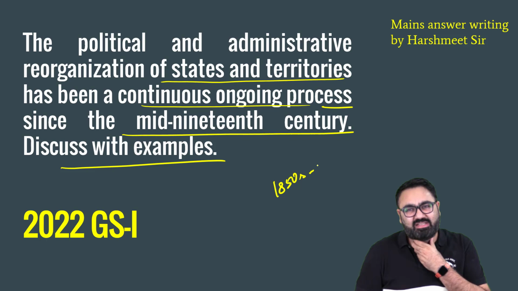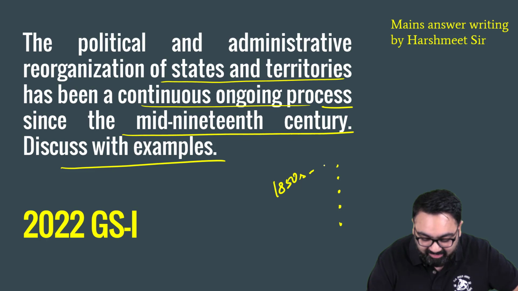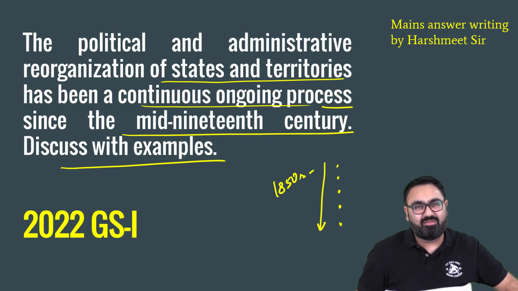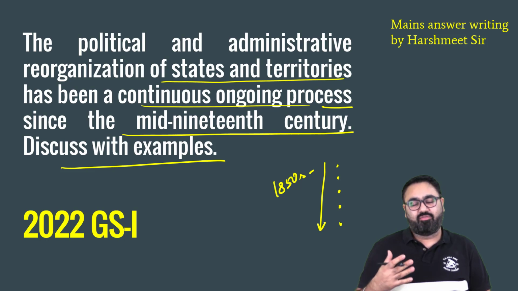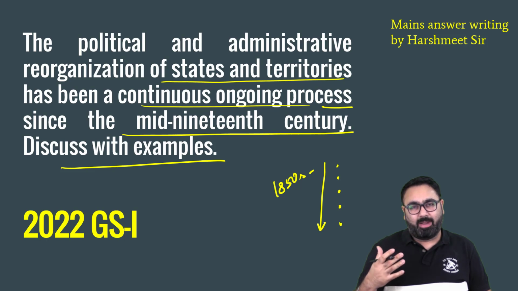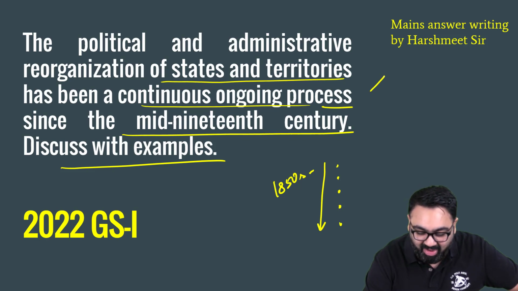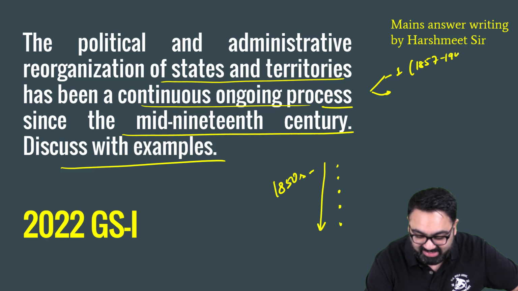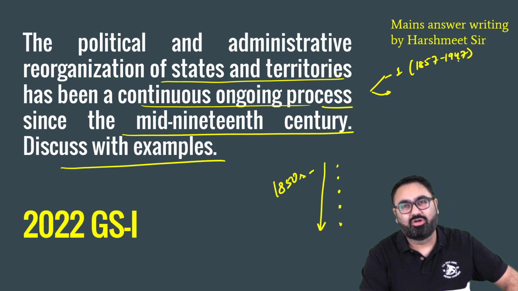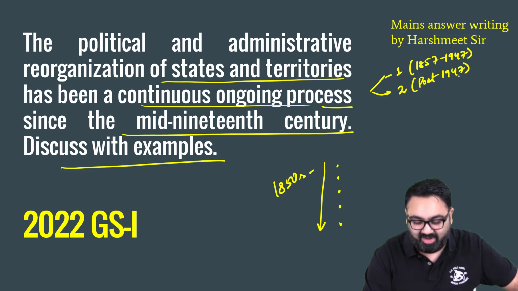Now, there are multiple ways in which you can answer this. One way is you can give a point-wise description of important events of reorganization since 1850s itself. So right after the first War of Independence, the first ever mutiny, after that you can give a chronological order of what happened. Second way to do this is you can divide it into different phases. Phase 1 can be, let's say, 1857 to 1947. So under the British, how the reorganization of the territories happened, and second can be a phase post our independence or post 1947.